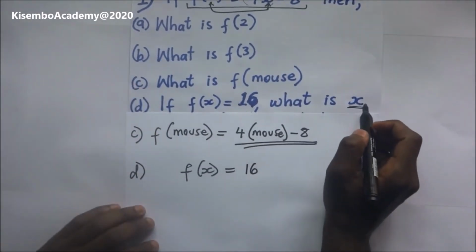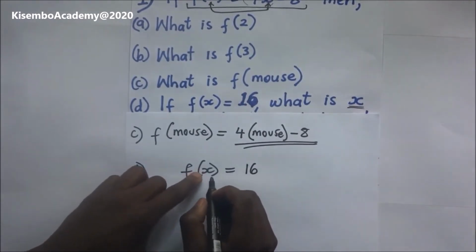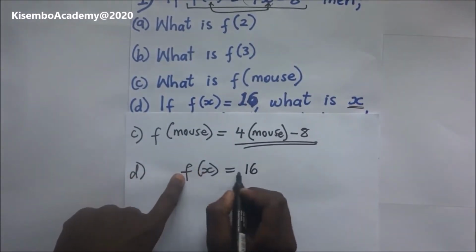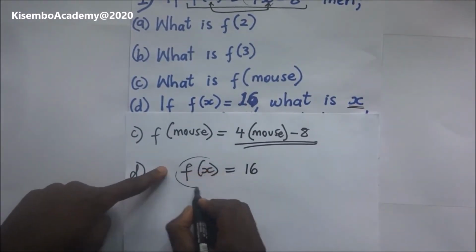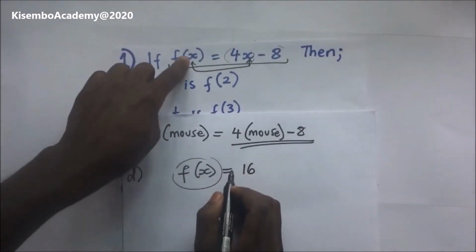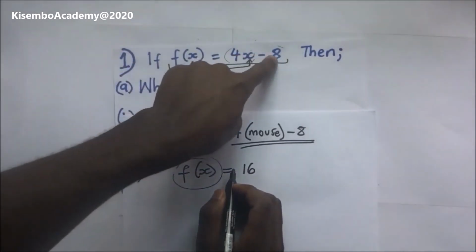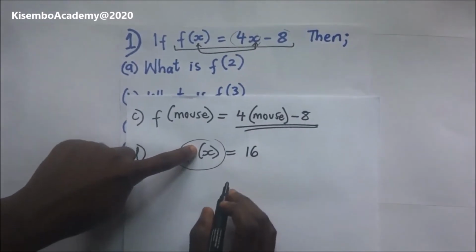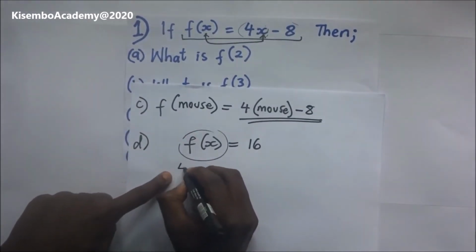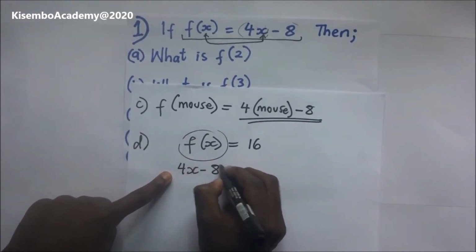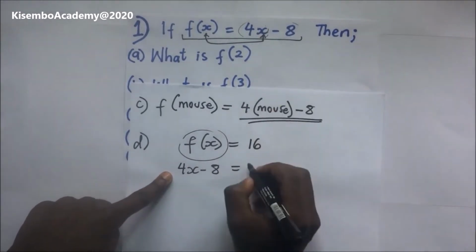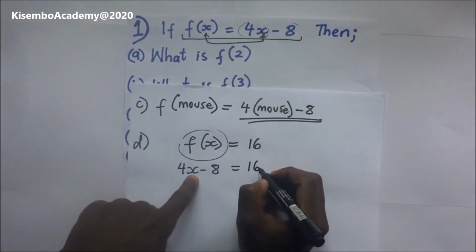So what is the value of x in this case? Now of course f of x is equal to 16. Our f of x, according to our question, is given by 4x minus 8. So our f of x is the same as 4x minus 8. That is going to be equal to 16. So you can go ahead and find the value of x.